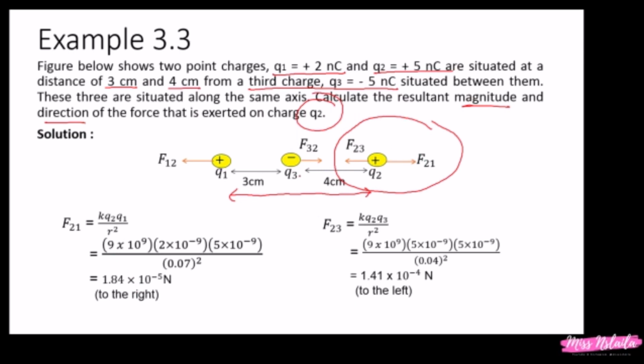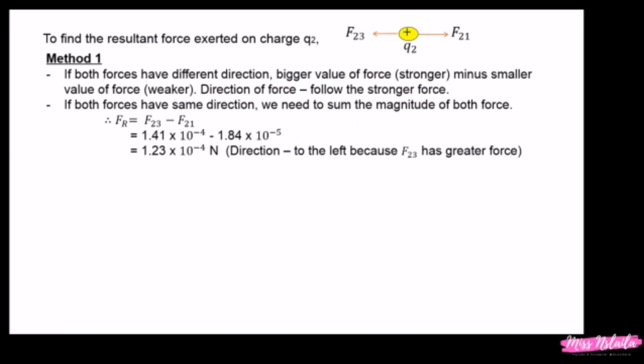So how to find the resultant force? Method 1: since they have different directions, we can use the equation of bigger value minus smaller value. Okay, subtract the two, then you will get 1.23 times 10 to the power of negative 4 Newton. This is the magnitude. The direction will be to the left because we follow the bigger value, that is the resultant direction.